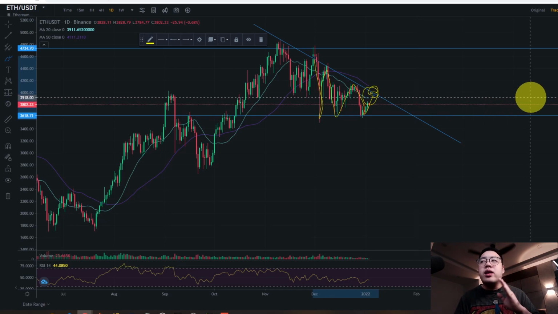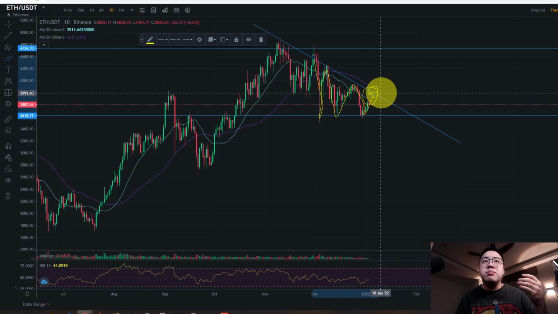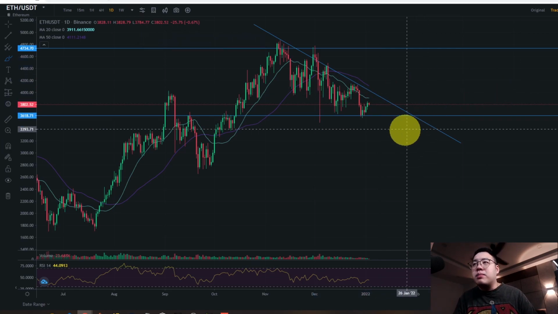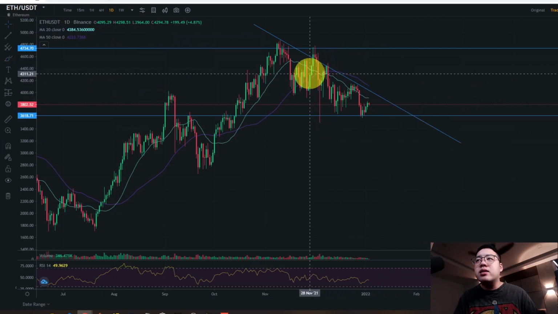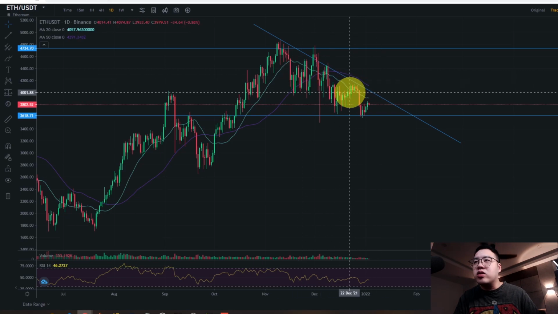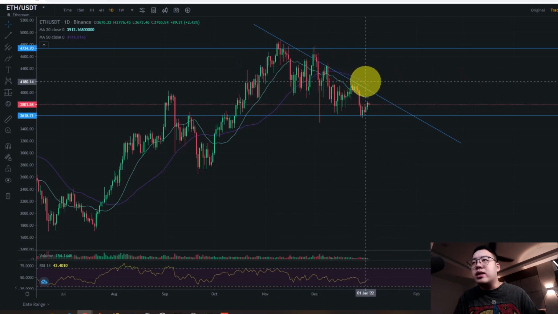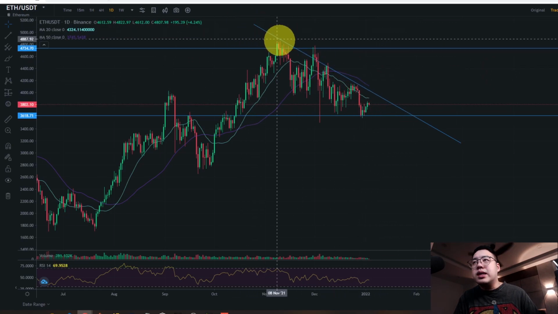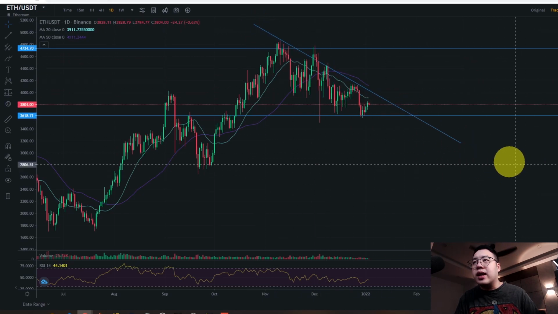In order for it to go way above, or you can say for a bullish trend, bullish confirmation, it must first close above this 4,000 area. Okay, this 4,000 area is very important. Why? I can tell you why. Because you can see this moving average line 50 and also the 20 are getting nearer and nearer towards this descending triangle, this trend line.